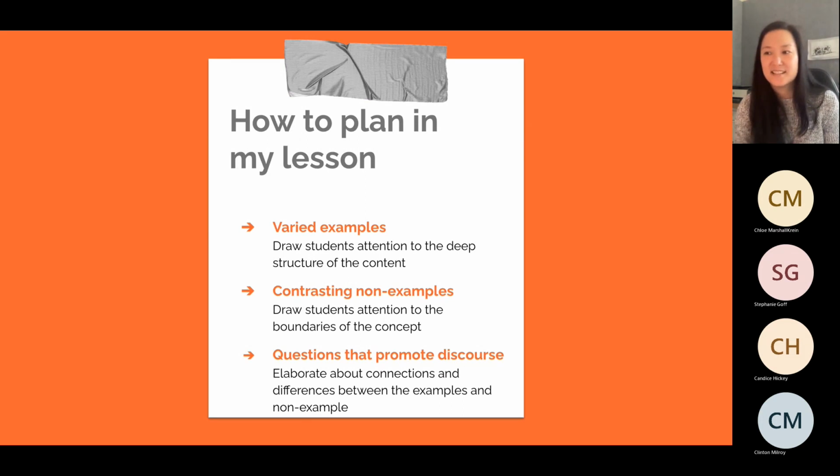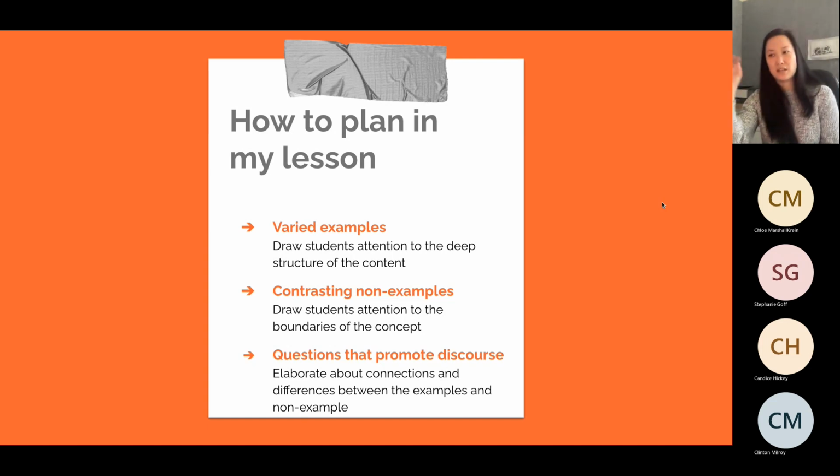All right. So we're moving along to how to plan this into your lesson. Varied examples are really important. They help draw the students' attention to the deep structure of the content. So there are traditional worked examples, but also contrasting with non-examples, and like I said, drawing students' attention to the boundaries of the concept. And then using questions that promote discourse, that elaborate on connections and differences between the examples and the non-examples.